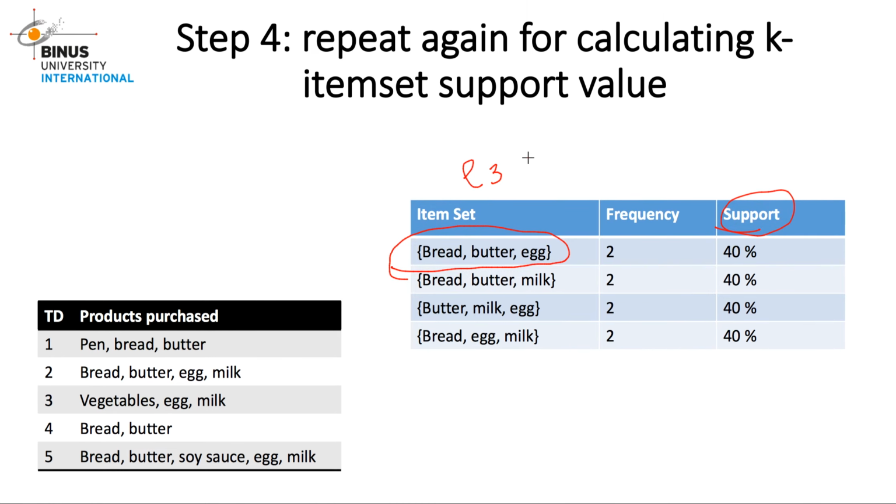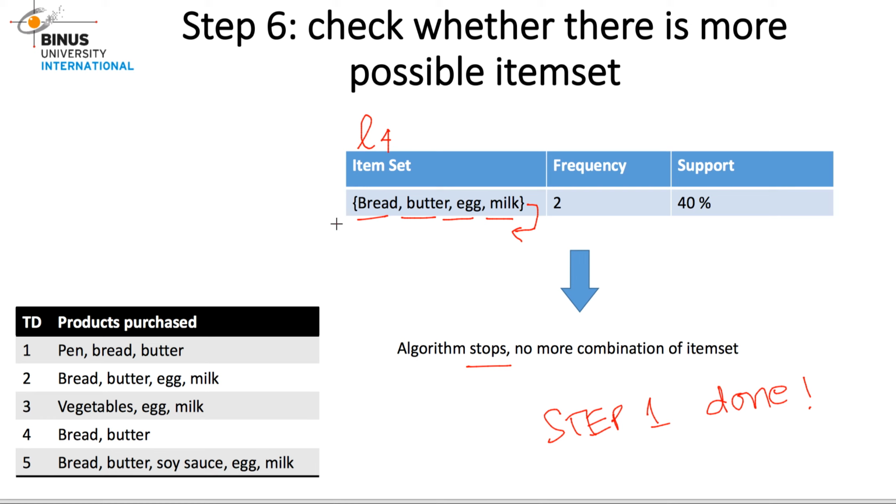What next? Because we don't have any more possible item set we can build from here, we can stop in L4: bread, butter, egg, and milk. There is no more combination with other items. So the algorithm stops looking for combinations of item sets. This is step 1 done. So the output from the first step is this one.